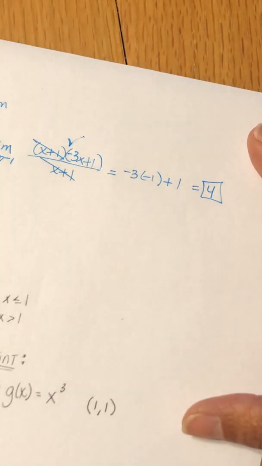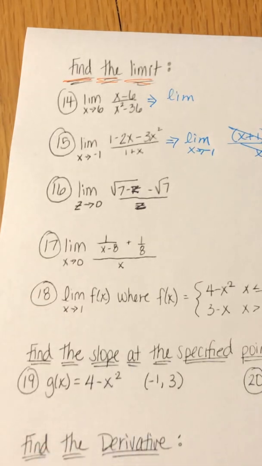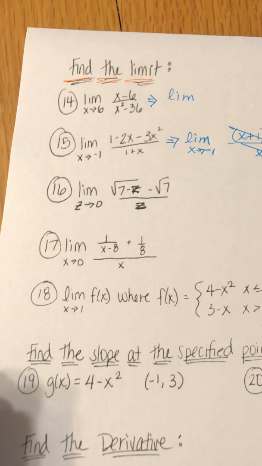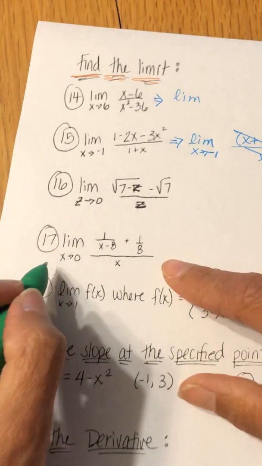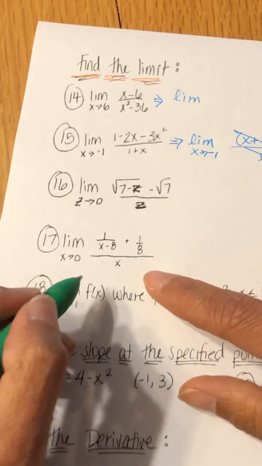Okay, doing the odds. So I'm on number 17. Okay, and what color do I want to use now? Okay, green. So 17. All right, so we're gonna have to simplify this.